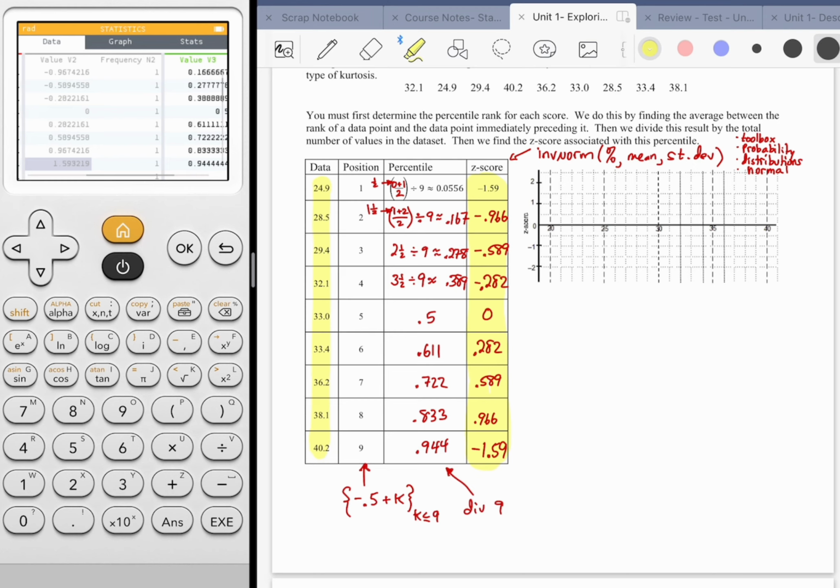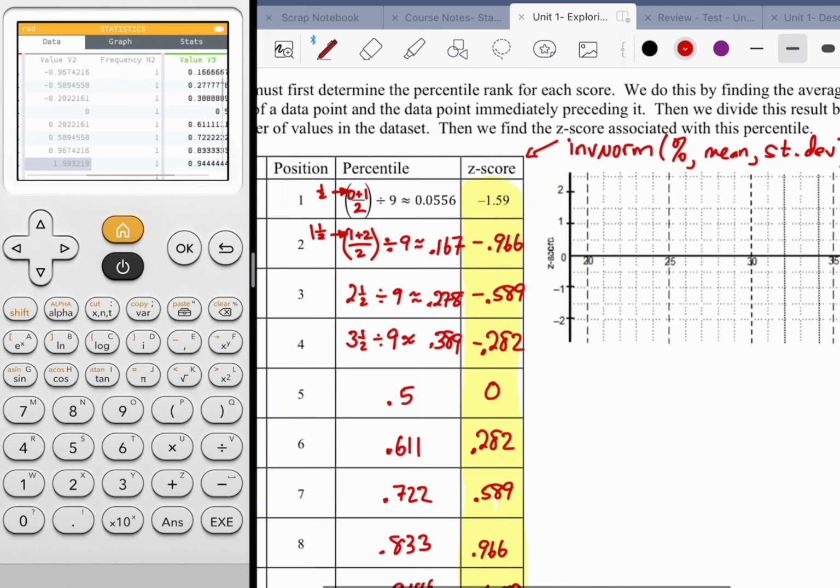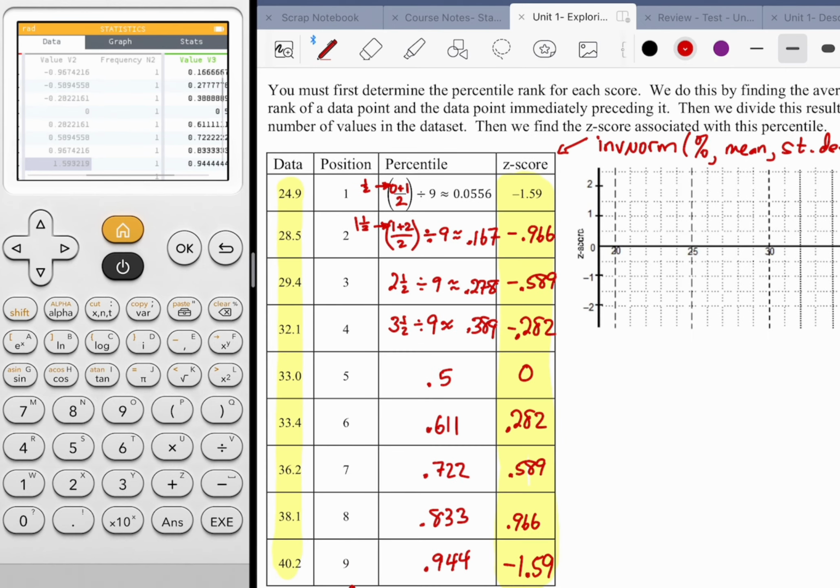So the z-score is the x variable? The z-score will be the y variable. Okay. So 24.9, and we're just going to ballpark this, but 24.9, negative 1.59. So a little bit short of 25, a little bit below negative 1.5. That'd be 1 point... 28.5 and negative 0.966. So that's going to be like here.